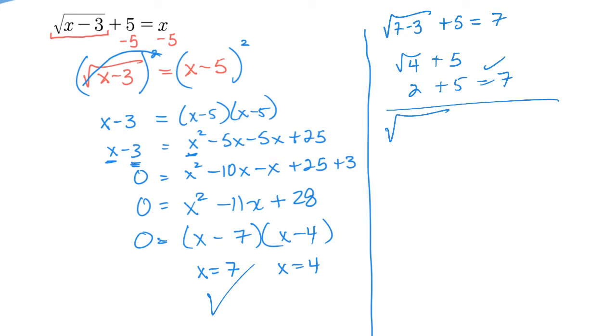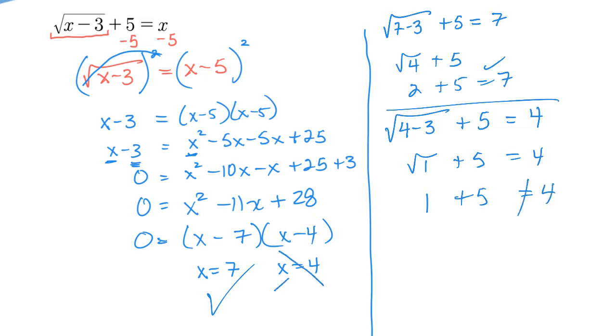So root of 4 take away 3 plus 5 is equal to 4, we're working on. 4 take away 3 is 1. Square root of 1 is 1. And 1 plus 5, not equal to 4. Therefore, I would cross that answer out as not being an answer. So the only answer that works for this question is 7.